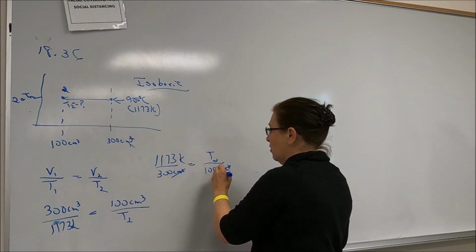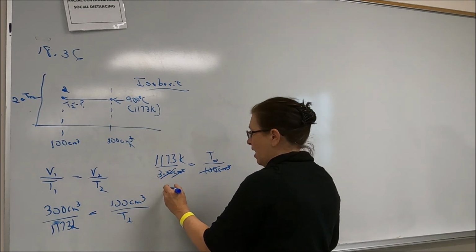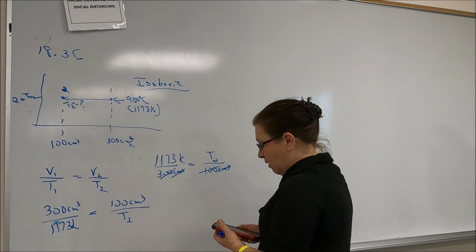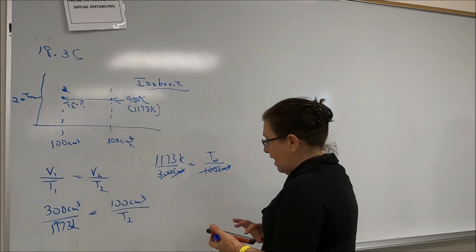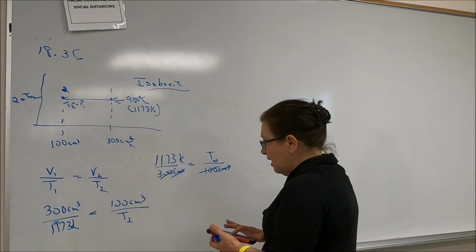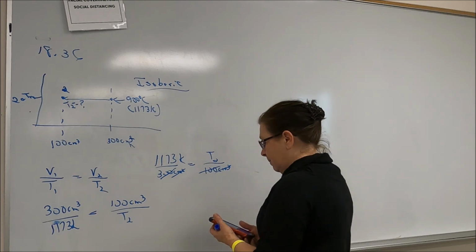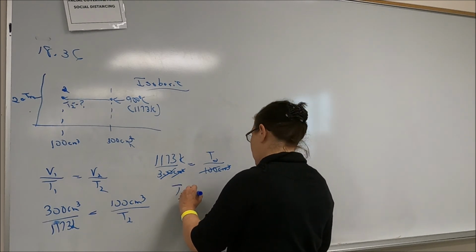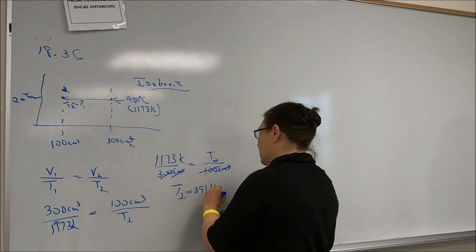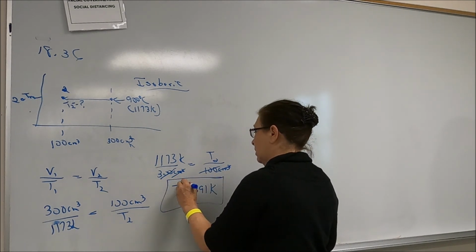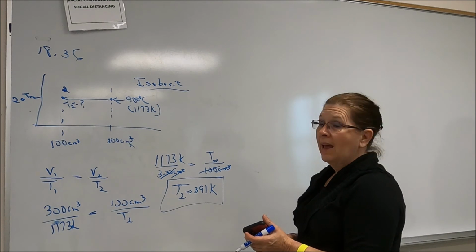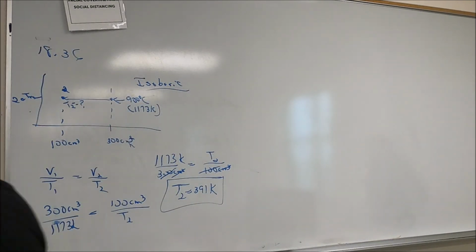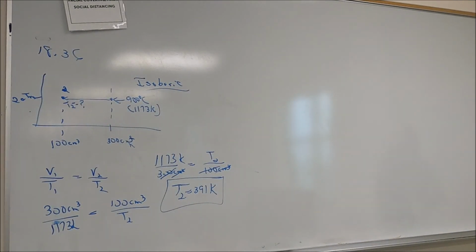Now notice the centimeters cubed is going to divide out, the 100 is going to divide out. So all I need to do is take 1173 and divide it by 3. So T2 is 391 K. Now guys, you'd really screw this problem up if you didn't put the temperature in Kelvin. So make sure you get the temperature in Kelvin.